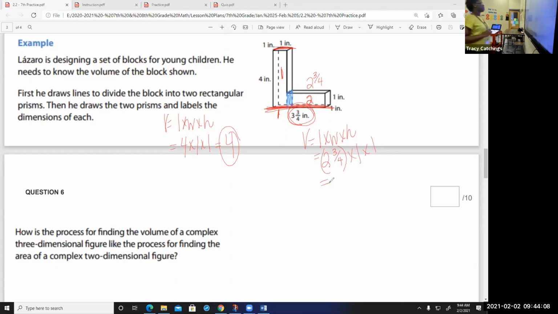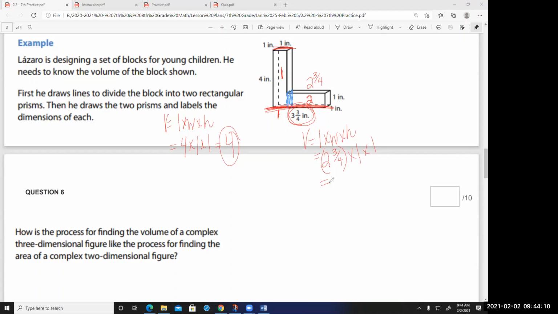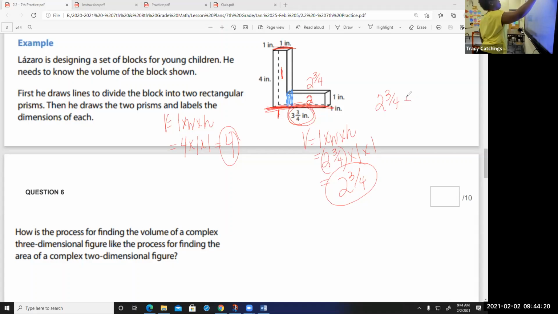What do we have? 2 and 3/4. Stop. Got both parts, add them up, 2 and 3/4 plus 4. 6 and 3/4. And don't forget your units.